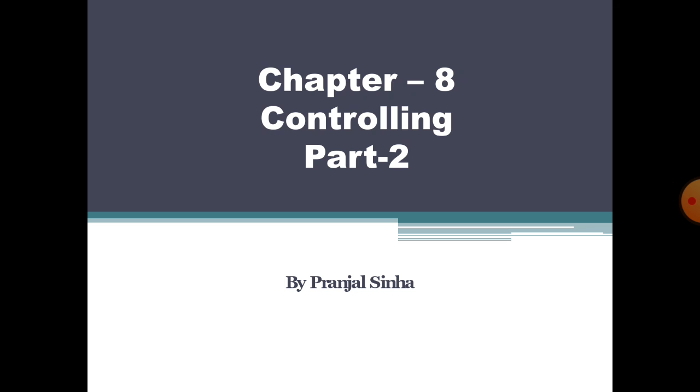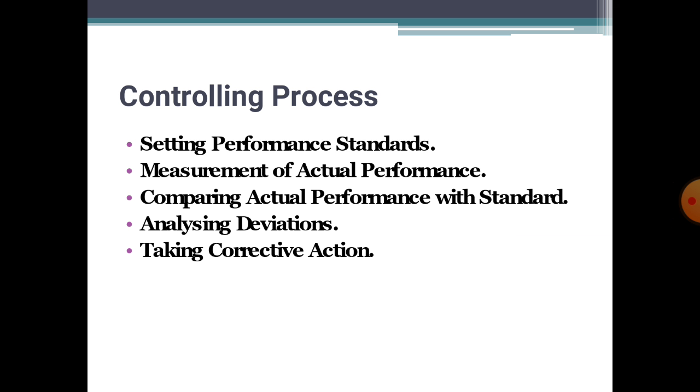Here we will be discussing the controlling process. What does the controlling process actually involve? The first is setting performance standards. Next is the measurement of actual performance. After that, comparing actual performance with the standard. After that, analyzing deviation, and the last one is taking corrective actions.